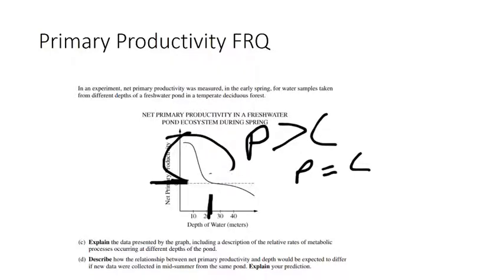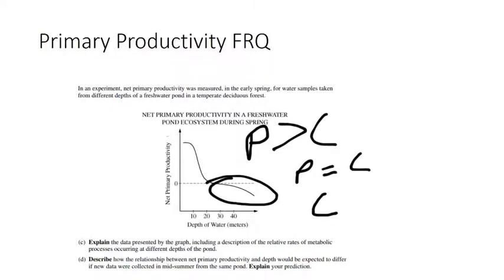If we look at the bottom parts of the graph, depths below maybe 20 to 22, notice that the net primary productivity is negative. That should be telling you that the rate of cell respiration is greater than the rate of photosynthesis during this part of the graph. The plants are using more sugars than they're making. They're using more oxygen than they're releasing. So part C, that's what they wanted you to talk about.